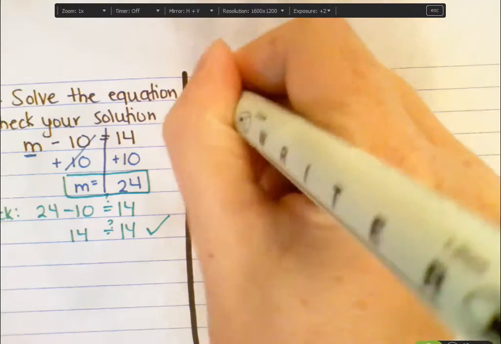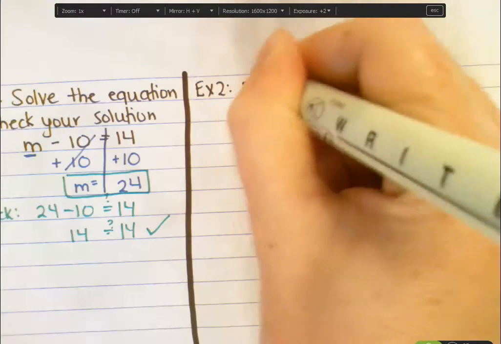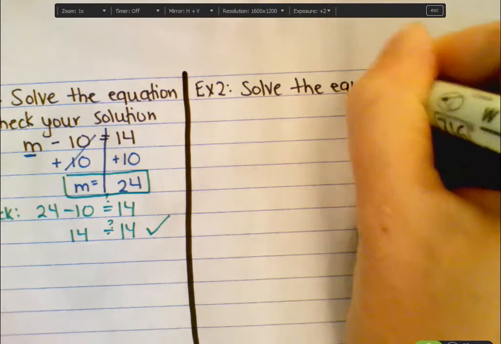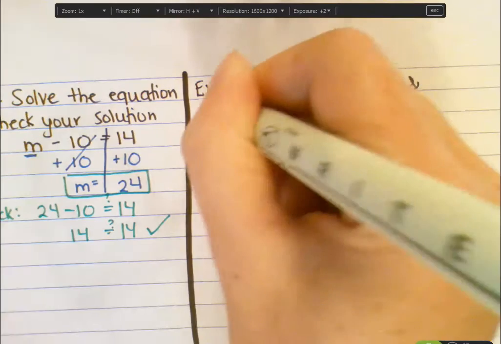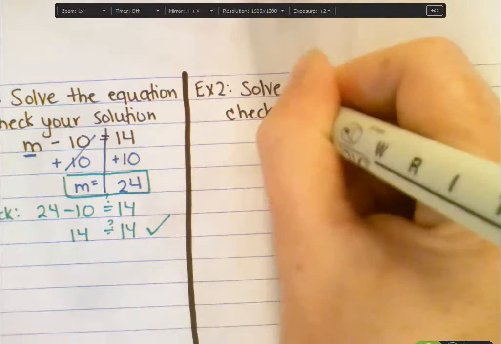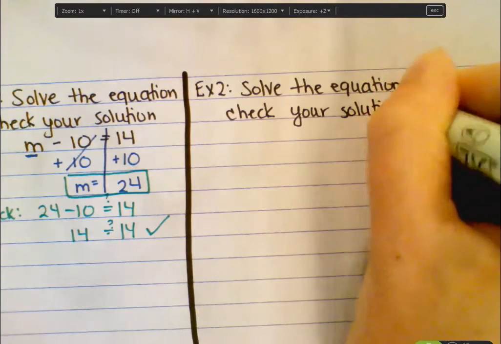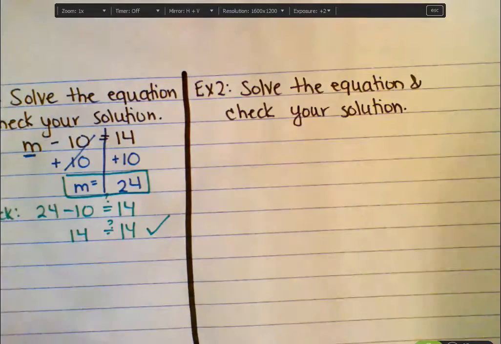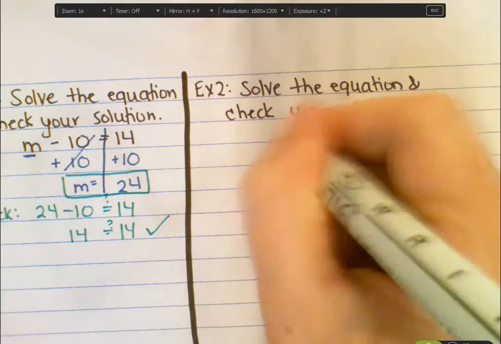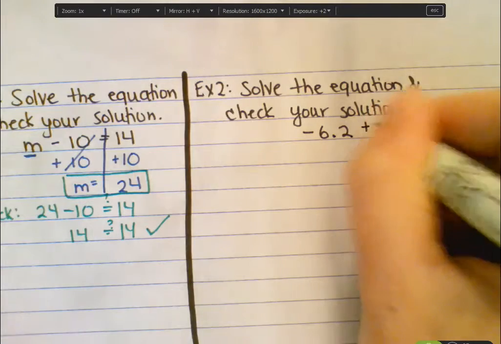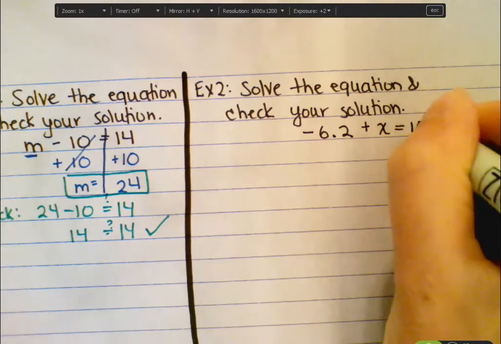And it's going to have the same instructions. So it's going to be: solve the equation and check your solution. Okay. So the equation in this case is negative 6.2 plus x equals 15.5.